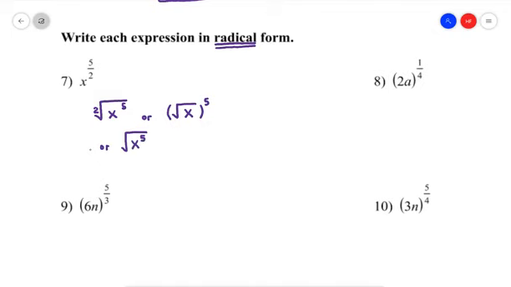So since the index is 2, we won't see the index in there. We're just going to have the radical symbol, and then sometimes the power will be on the outside of parentheses, and sometimes it'll be underneath the radical. It means the same thing. So remember, with our rational exponents, it's power over index.